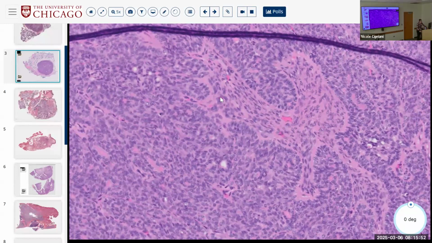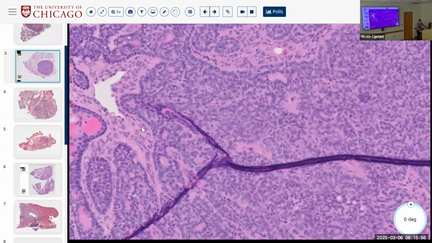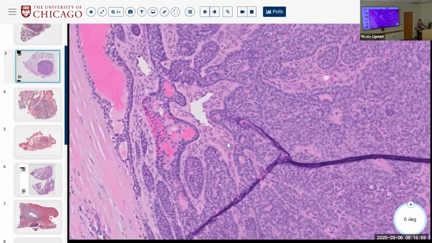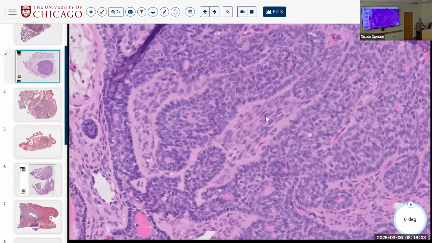Thing two, which we have to talk about and not forget, is this stuff, right? So these spindle cells between these large nests with peripheral palisading. And so what tumor did we talk about that has these very cellular spindled stromal cells in between the epithelial nests? It was one of your two on the differential. Basal cell. Yeah, basal cell adenoma.